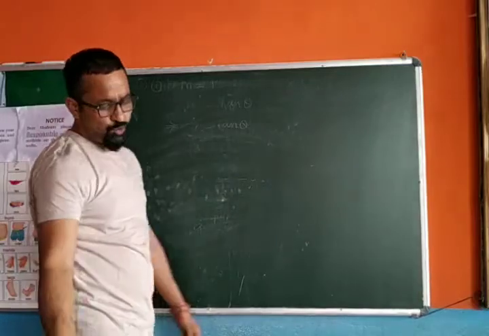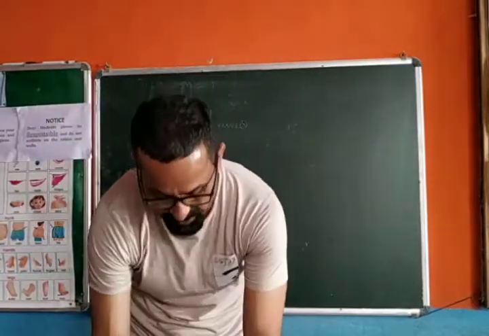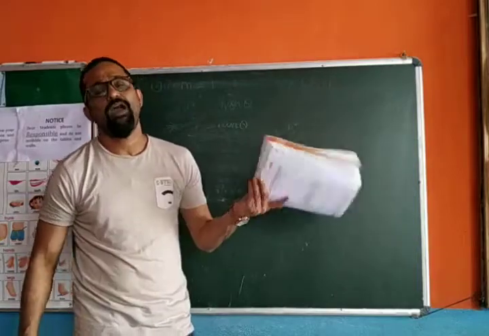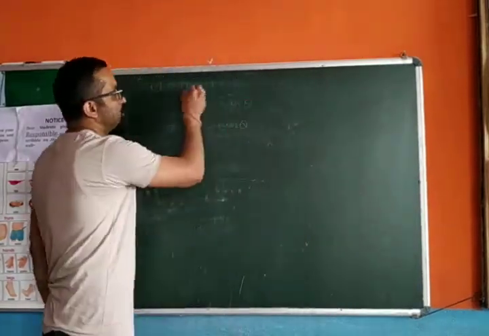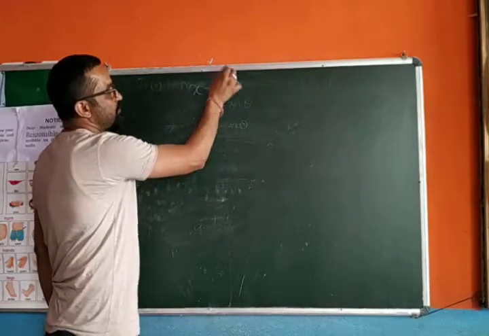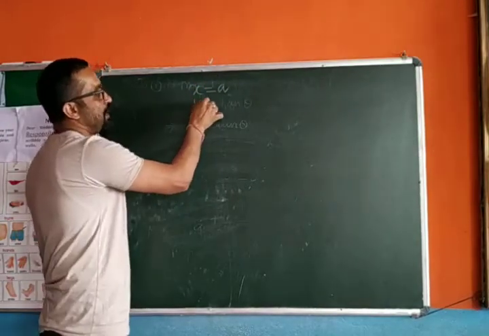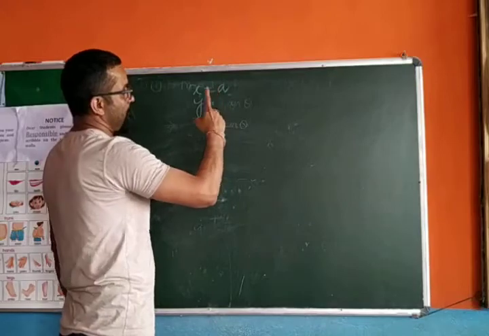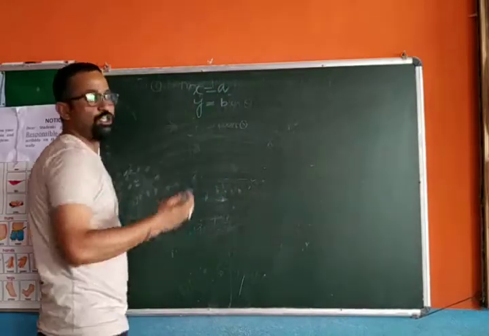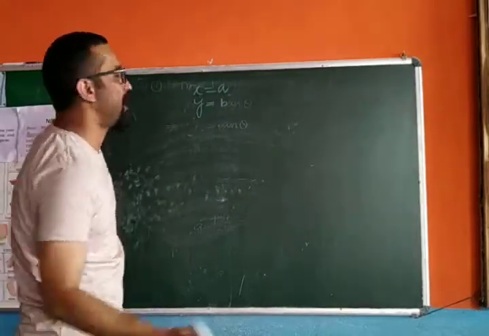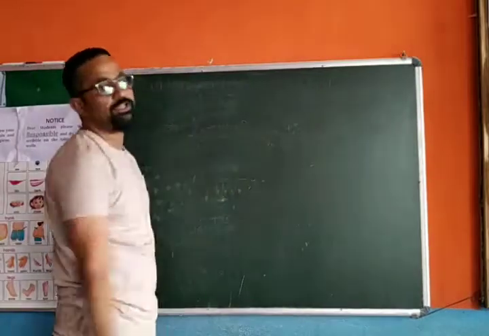You don't have to do question number 3 and 4 separately because it says parallel to x-axis, parallel to y-axis. I have given you the formula, you just substitute. If the line is parallel to the y-axis, x equals a. If it is parallel to the x-axis, y is equal to b. Use this value, substitute, and you'll get the answer.